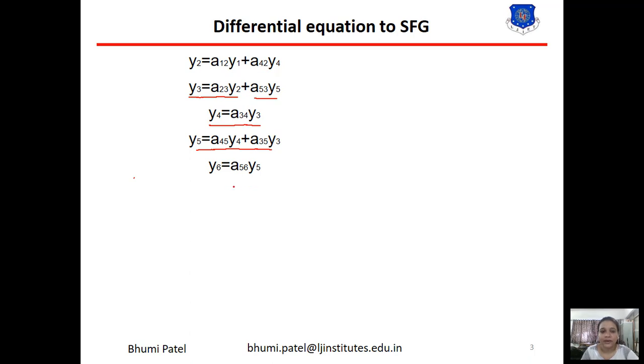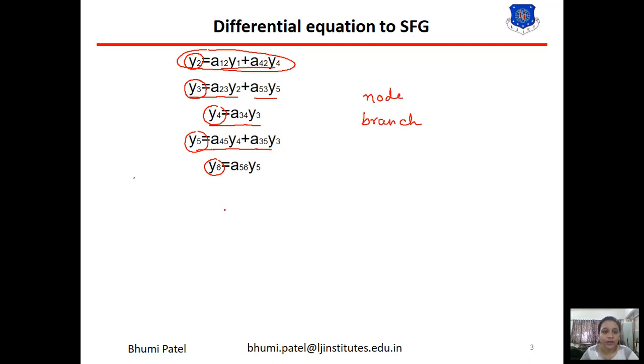Now you know that in a signal flow graph we have nodes and branches. So first of all we have to decide how many nodes there are in these equations. Whatever output is given, here you can see y2 is equal to a12 y1 plus a42 y4, so y2 is the output of this equation. In the second equation, y3 is the output. Same as y4, y5 and y6 are the outputs of the other equations.